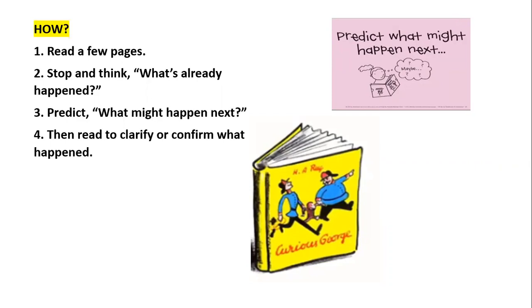Clarify means if a reader predicted something and it did not happen in the text, they have to find evidence of what really happened, and that means to clarify it. Or they might have to confirm what happened. Let's say the reader guessed something and it really happened, then they could see evidence of that inside of the text. So today I'm going to do an example from the book Curious George, written by H.A. Rey, and practice these steps of predicting what might happen next.